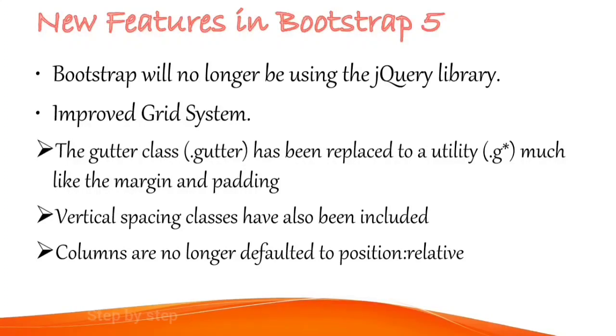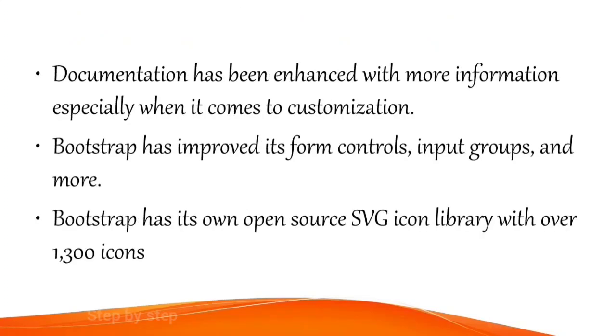Bootstrap 5, as I already told you, no longer uses the jQuery library, and it has an improved grid system. We are going to understand the grid system in a better way. It also has the gutter class, which is basically like padding and margin, and vertical spacing classes have also been included. Before, in Bootstrap 3.4, columns were defaulted to position relative, but in Bootstrap 5 they are no longer defaulted to position relative. And also the documentation of Bootstrap 5 has been updated.